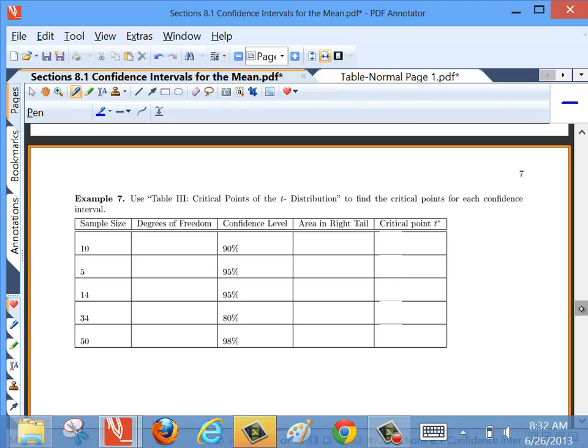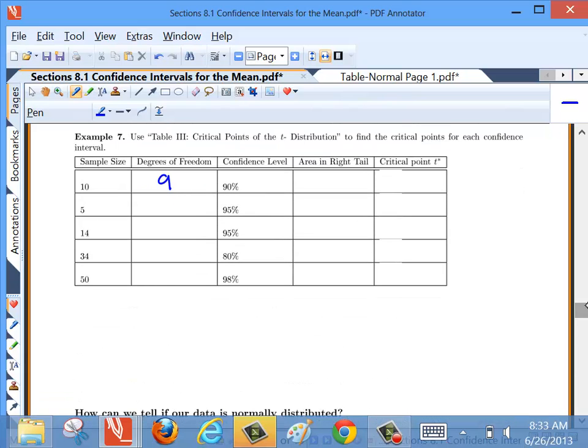Now the first thing we need to remember when we use the t distribution is that our degrees of freedom is n minus 1. So degrees of freedom is sample size minus 1. So if my sample size is 10, my degrees of freedom are 9.